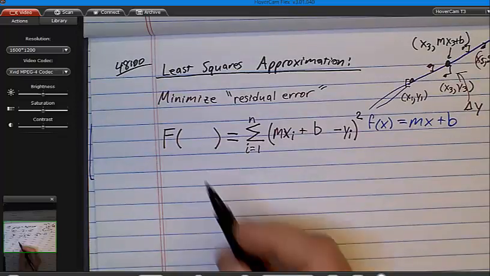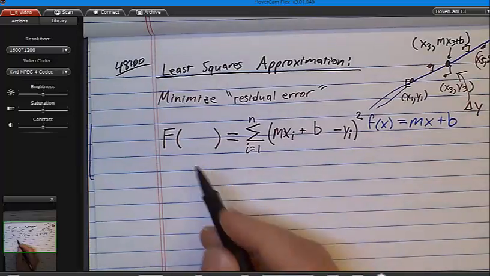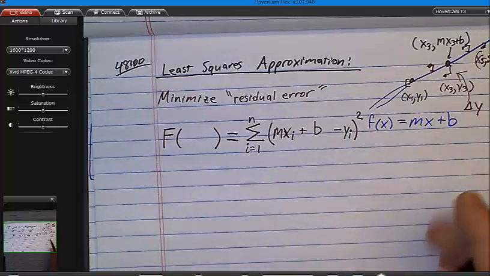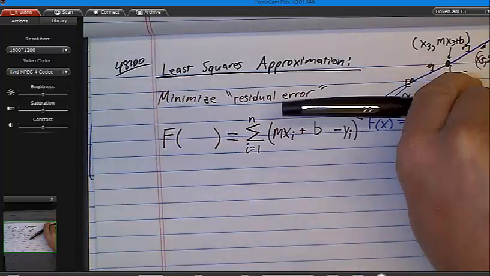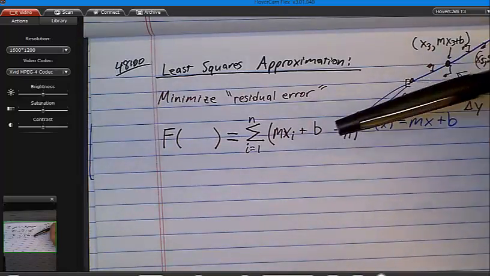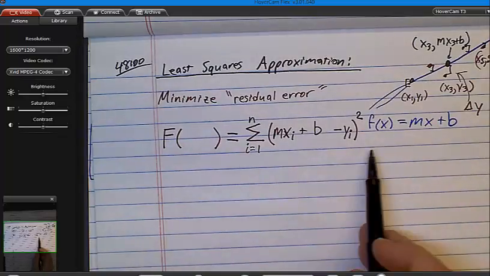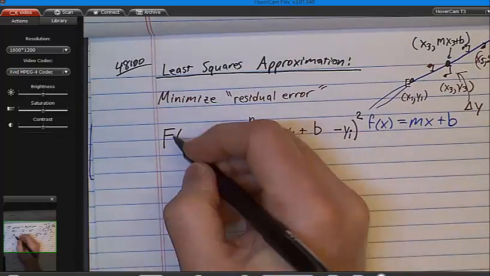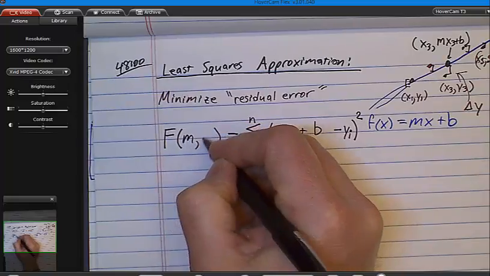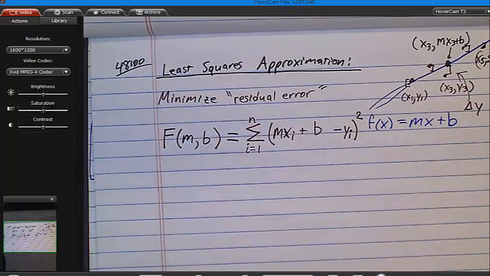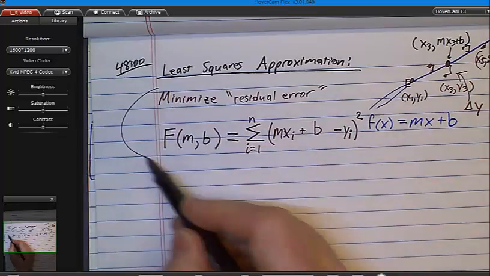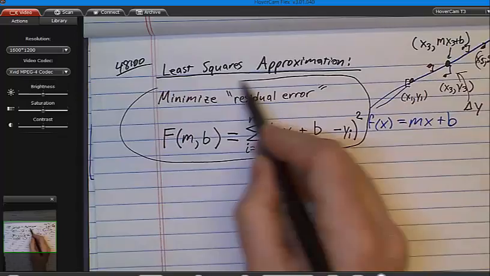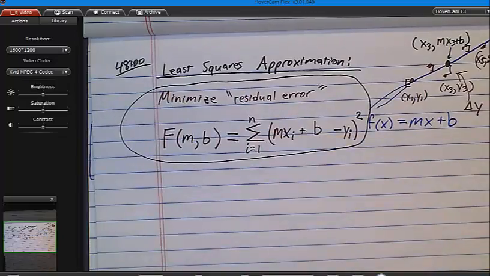And so this, to make it a Calc 3 problem, I want to point out that what we're going to do is we're going to keep trying out different blue lines until we minimize this. And every time you try out a different blue line, you're changing M and B. And that's why this is a Calc 3 problem, because see what I'm doing? I'm trying to minimize this function. That's all I'm trying to do.